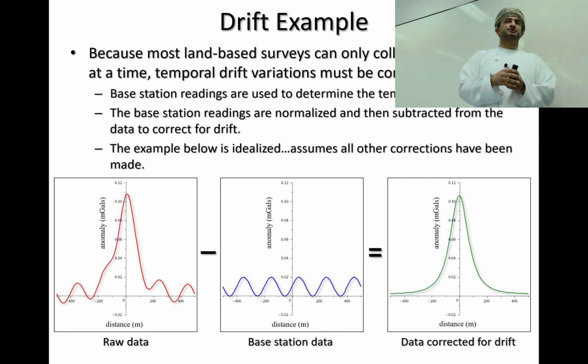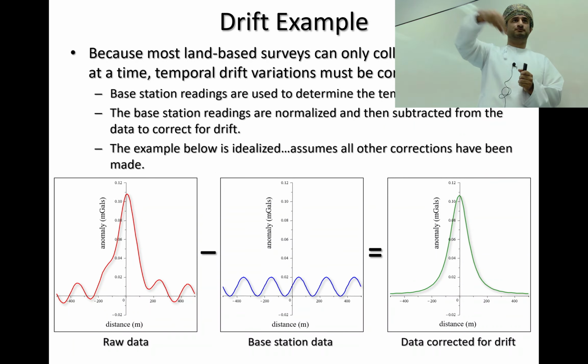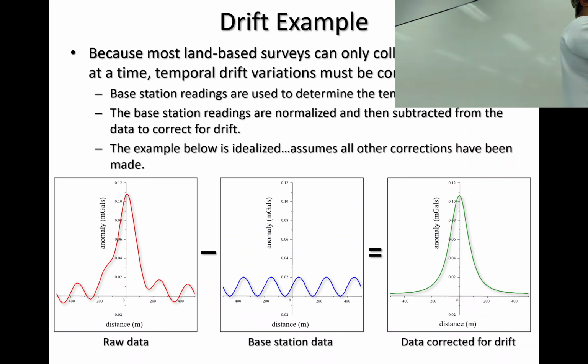The raw data represents the readings at a lot of points, another reference point. You are going distance, one point, another point, and so on. Other points you are surveying in the area.